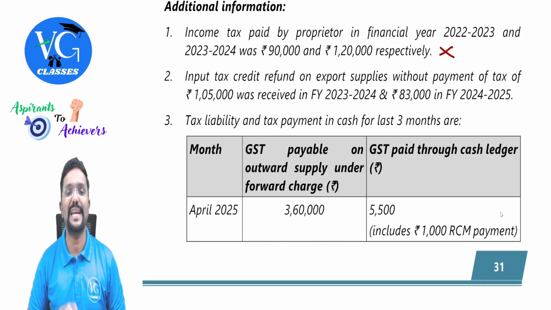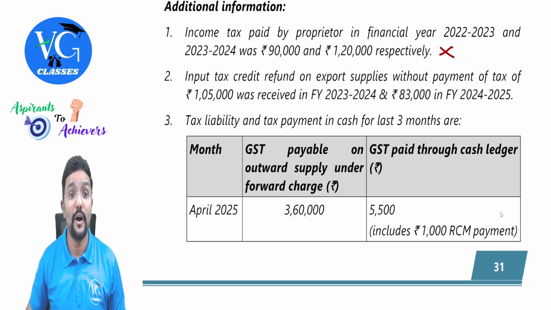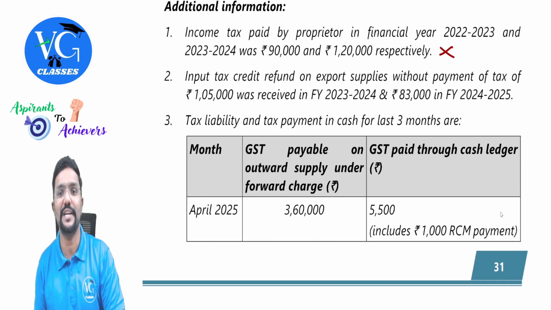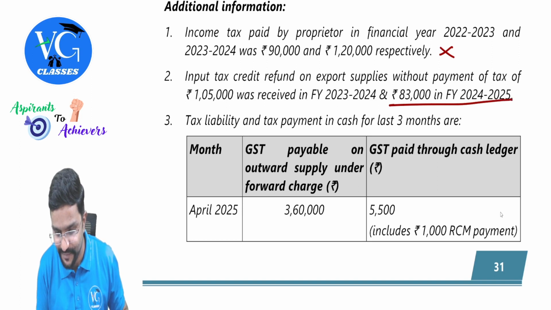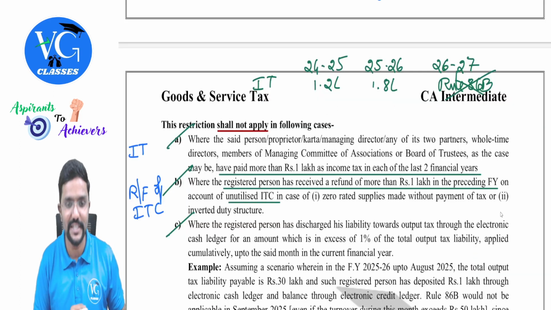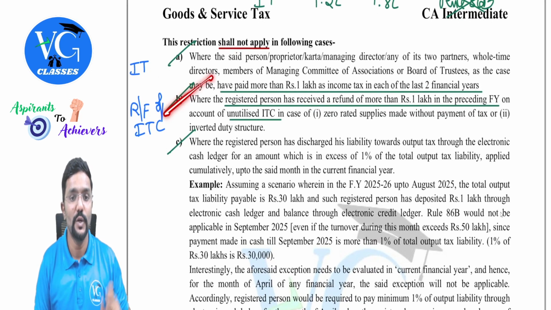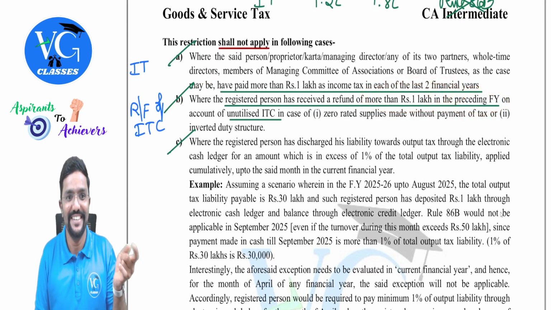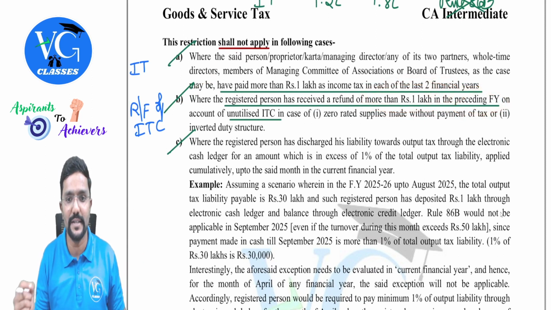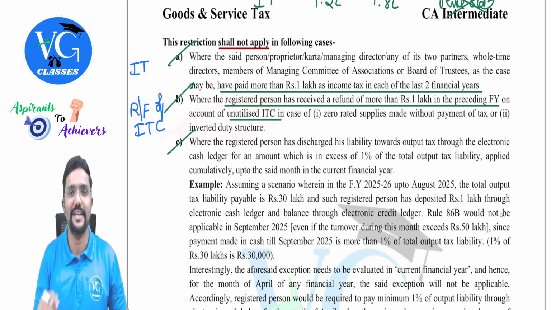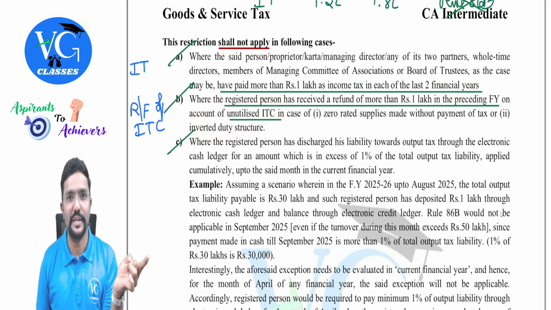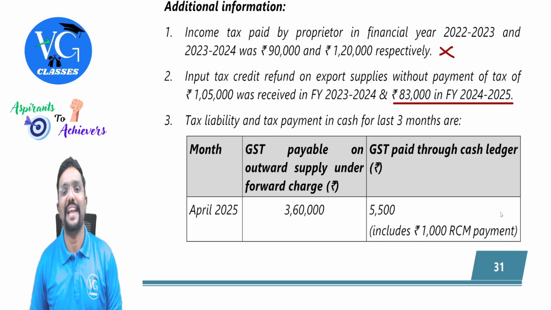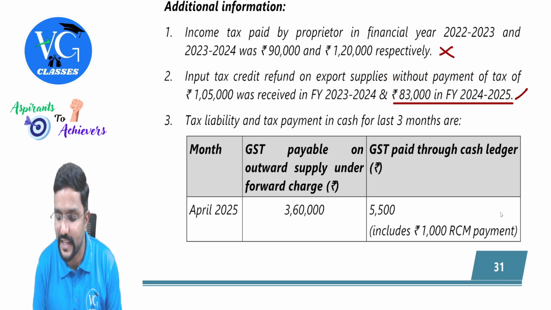Then input tax credit refund on export supplies without payment of tax of rupees 1,05,000 was received in financial year 23-24 and 83,000 in financial year 24-25. This is important. So this is the second restriction. Let me read the second restriction: where the registered person has received a refund of more than 1 lakh in the preceding financial year, that is last year, on account of unutilized ITC in case of zero rated supplies without payment of tax or inverted duty structure. Yes. So we need to check only the last financial year, not the last 2 years and all. But in the last year, if you observe, the refund is less than 1 lakh. So even here, it is not covered in the restriction.